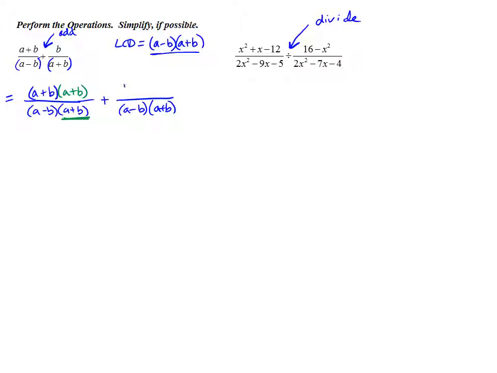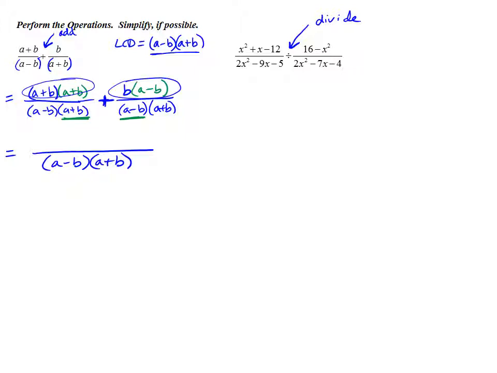In the second fraction, I have a numerator of b, and what I ended up extra in the denominator was a minus b, so I'm going to multiply b by a minus b. So now I have a common denominator. I've adjusted the numerators, and I have a minus b times a plus b as my common denominator. I need to add the numerators now. When I add, I need to add after multiplication occurs. So I need to multiply or FOIL out this first numerator as well as multiply out the second numerator and add them into the numerator.